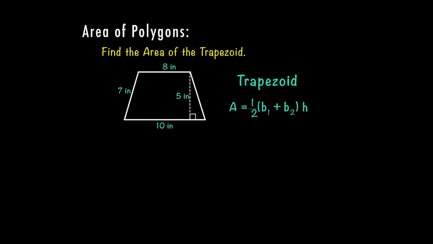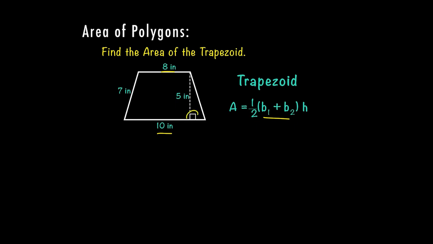So let's try one more example with a trapezoid this time. And again, we do need to make sure that we have all of our parts correct. I have two bases. Since they are adding together, it doesn't matter which one's which. And then I need my height.